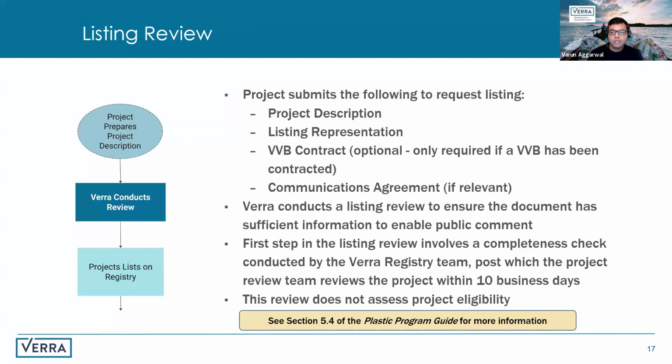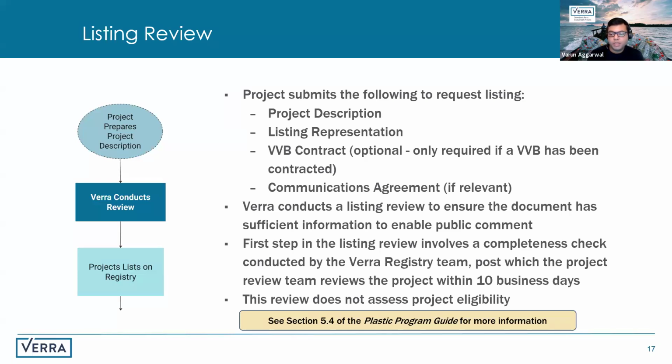The first step in the listing review involves a completeness check, which is conducted by the Verra registry team, after which the project review team, that is our team, reviews the project within 10 business days. I'd also like to highlight that this review does not assess the project's eligibility with the program rules and requirements, but we could request updates related to the completeness of the documents. For example, if a certain section does not have enough information or is excluded by mistake. Those kinds of updates could be requested from projects, which may impact the 10 business day listing timeline.